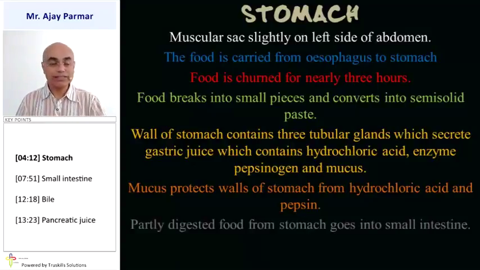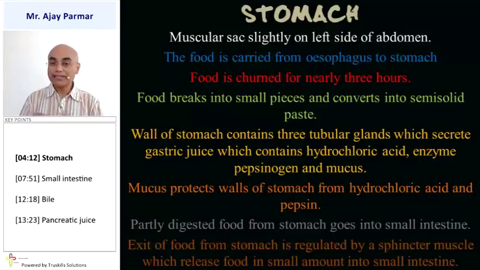Then this partly digested food from the stomach will go into the small intestine. The exit of this food from the stomach to the small intestine is protected by a sphincter muscle valve, which releases food in small amounts into the small intestine. Otherwise, the small intestine might suffer some problem due to the extra pressure given out by the stomach. So, it has to enter into the small intestine in a gradual manner.